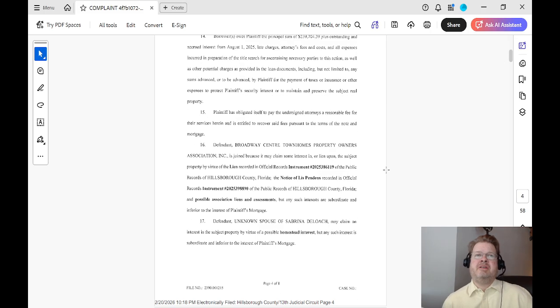There's another defendant here. Paragraph 16 refers to the Broadway Center Townhomes Property Owners Association. Just briefly, why is a Townhome Property Owners Association included as a defendant in the case? People might be curious why that's necessary in Florida. They're included because the HOA might have a lien on the property for unpaid dues. To clear the title, the plaintiff wants everyone with a potential interest, like the HOA, joined. That way, the court's final judgment wipes out junior liens, ensuring a clean title after foreclosure.